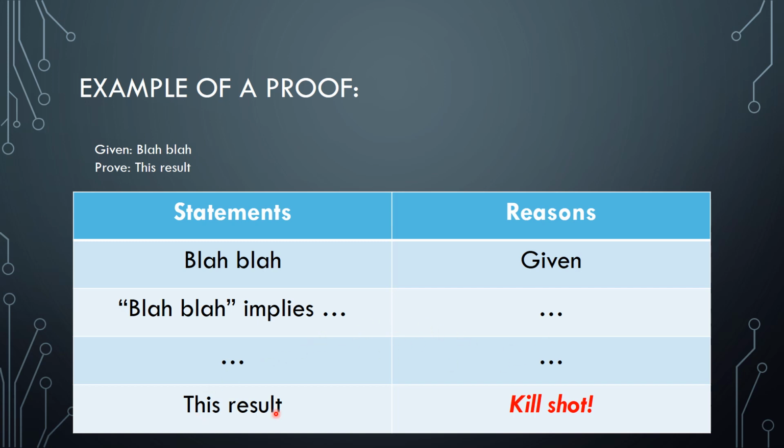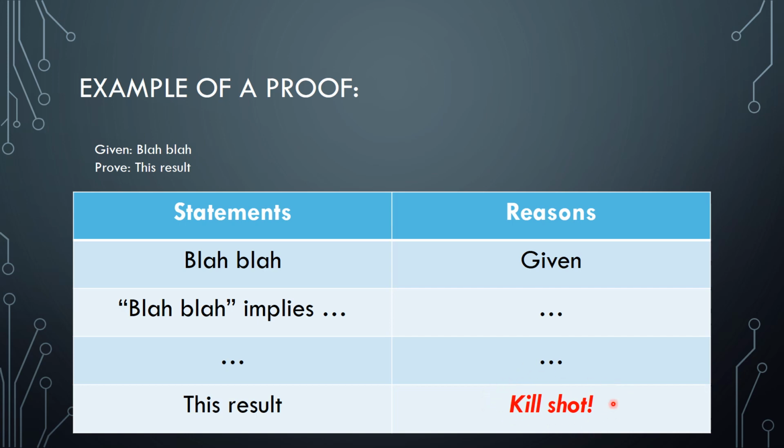I skip to the end, and you don't know how many steps it's going to be, but at the end, the last statement you're going to make is the exact same as your proof statement. Sometimes when people don't understand how proofs work, they put down given, blah blah, reason given, and then at the very end they put the results, and they put prove over here. Well, that's not exactly right. I view this as the kill shot right here.